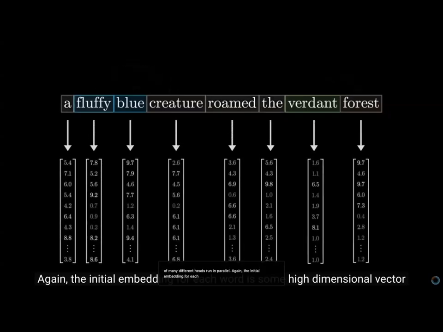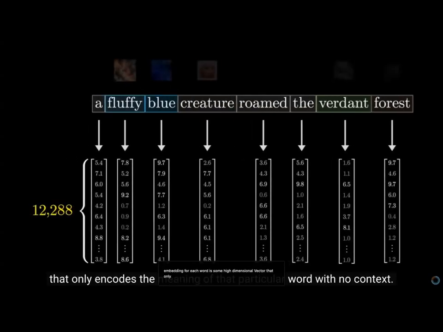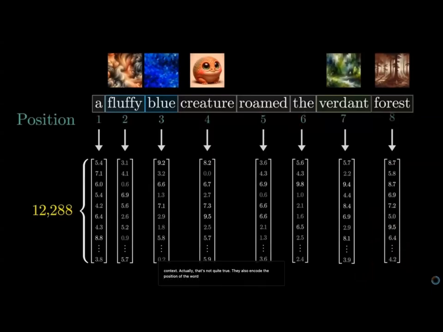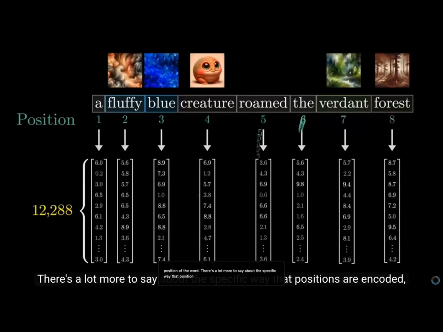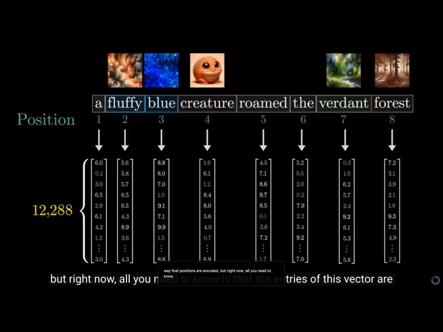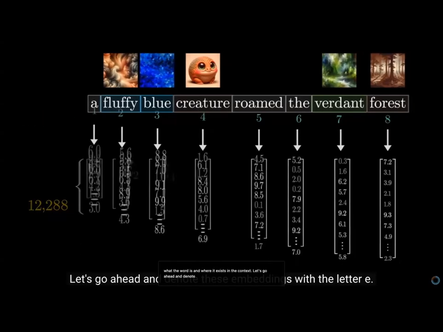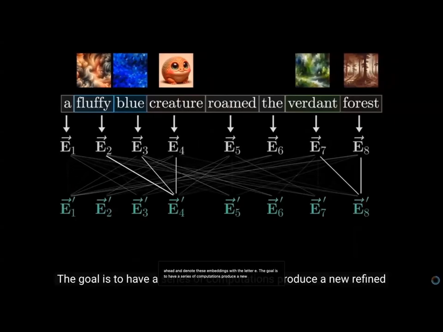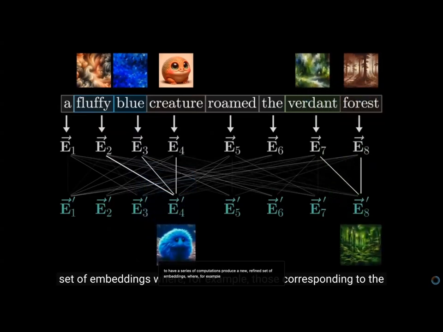Again, the initial embedding for each word is some high-dimensional vector that only encodes the meaning of that particular word with no context. Actually, that's not quite true. They also encode the position of the word. There's a lot more to say about the specific way the positions are encoded, but right now, all you need to know is that the entries of this vector are enough to tell you both what the word is and where it exists in the context. Let's go ahead and denote these embeddings with the letter E. The goal is to have a series of computations produce a new refined set of embeddings where, for example, those corresponding to the nouns have ingested the meaning from their corresponding adjectives.